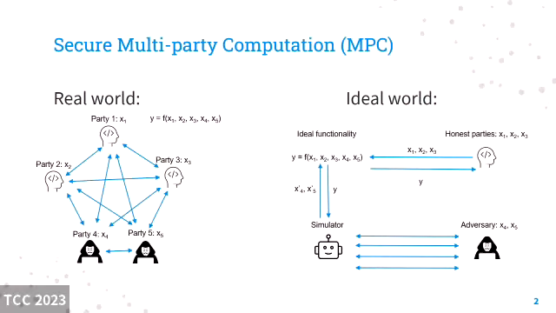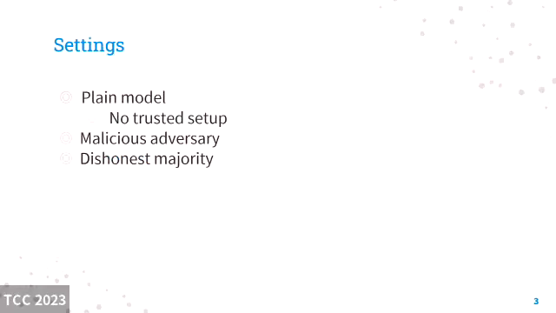Previously, there were lots of amazing talks about MPC, so I hope everyone understands what MPC is. I do not repeat the definition here. In this work, we focus on the following setting. First of all, we focus on the plain model. Plain model means there's no trusted setup like a common reference string or public key infrastructure. Then we focus on a malicious adversary, and we focus on the dishonest majority.